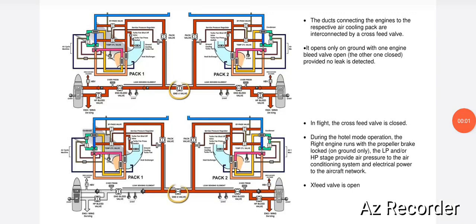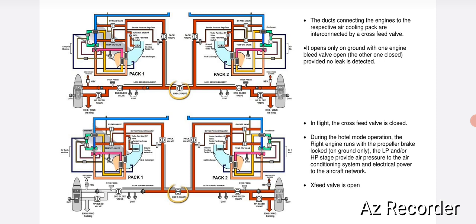Hi everyone. In our series of ATR72's ATA chapters, we will continue today with the air conditioning system where we left off in part 1 and part 2. Today we will continue with part 3. In part 3, we will be looking at components. We will start with the first component, that is the cross-feed valve.